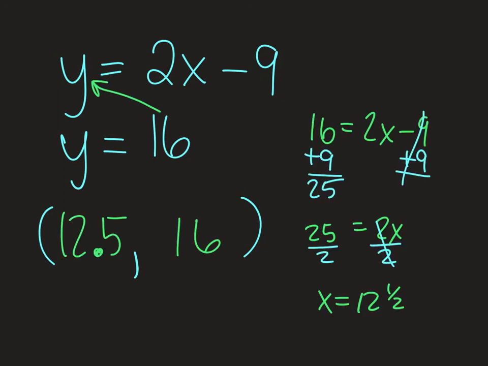The correct answer is 12.5, 16. I replaced y with 16, so I wrote it in green. I sang the silly song twice. Add 9, cross out, what's my answer. Divide by 2, cross out, what's my answer. And I got a mixed number, so you can have a decimal or mixed number, and y was already 16.